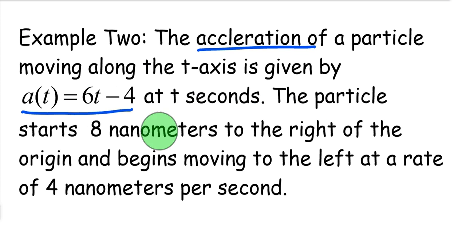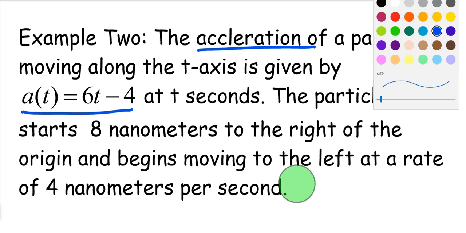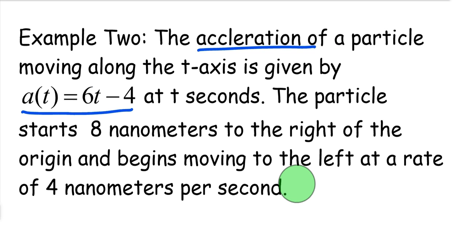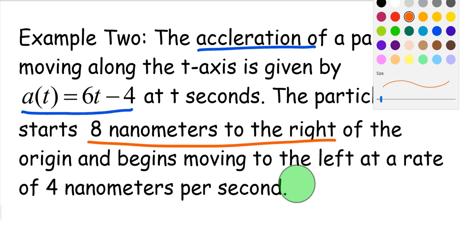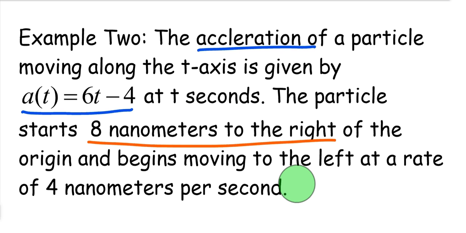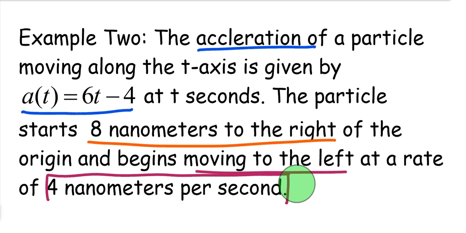The particle starts 8 nanometers to the right of the origin, meaning 0, 0, and begins moving to the left at a rate of 4 nanometers per second. So let's underline a few more things. It starts 8 nanometers to the right of the origin, so that would be its initial position, and it begins moving to the left at a rate of 4 nanometers per second.